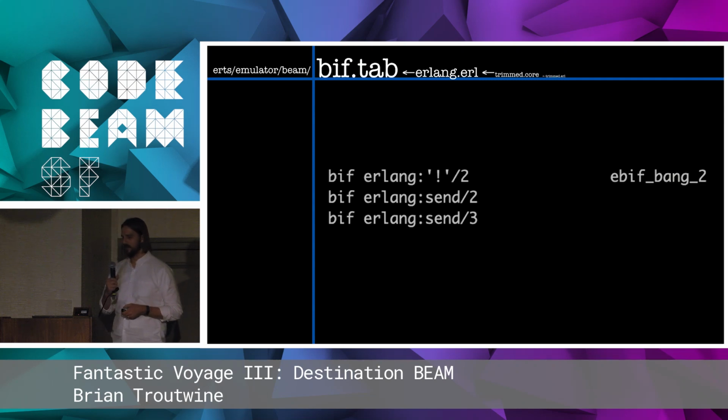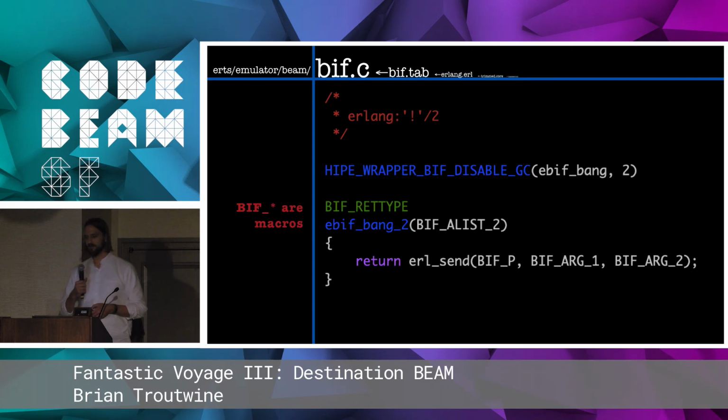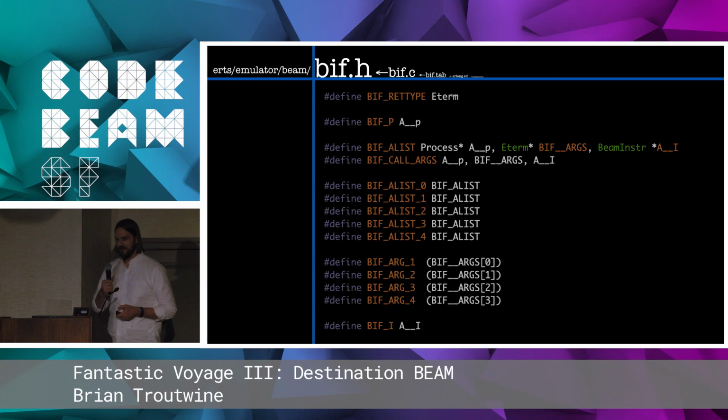And if we muck around even further, we'll eventually find that Erlang bang, Erlang send, all map to this thing called ebif bang2. Ebif bang2 is defined in a file called bif.c, which happens to be defined in terms of a thing called Erl send. As an aside, the bif underscore things are actually macros. And my favorite macro is bif_p, which is defined as a underscore underscore lowercase p.